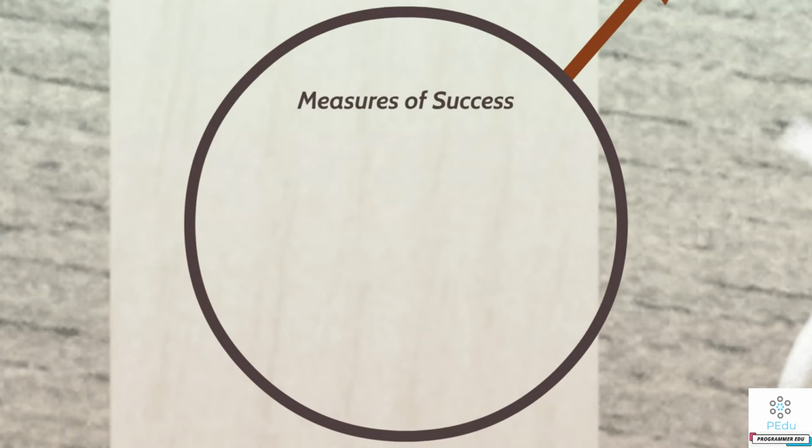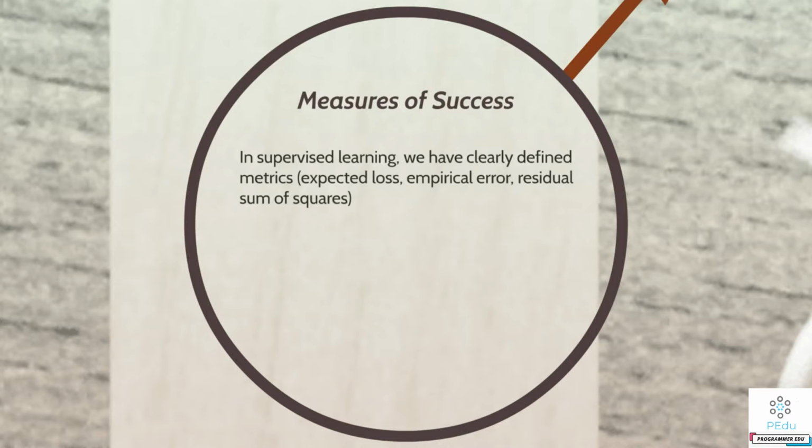All right, so we mentioned the measures of success in unsupervised learning. In unsupervised learning, we don't really have a clear measure of success. It's very subjective. In the supervised learning videos, we talked about clearly defined metrics such as expected loss, empirical error. We mentioned the residual sum of squares. These things can all be used to lead our model in the right direction and teach it what we want it to learn. However, in unsupervised learning, there isn't that clear direct measure of success.